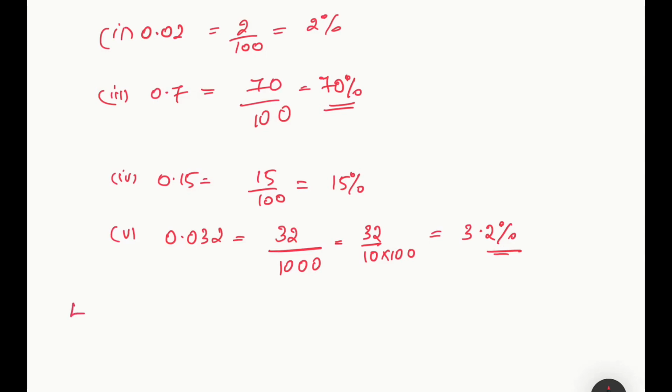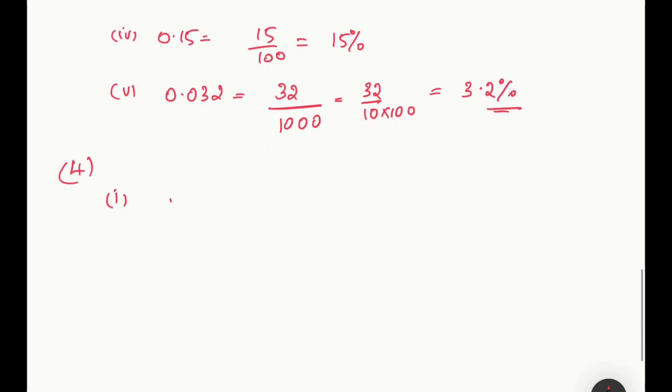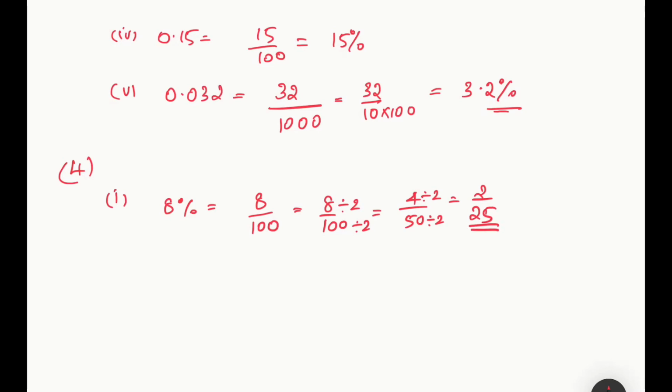Now the fourth main. Convert into fractions in their lowest term. So the first question we have is 8 percentage. Tell me how do we write the percentage when you represent it as a fraction? We can write it as 8 by 100. How can I represent it in lowest form? We already learned it, the fraction, right? 8 by 100 can be written as 8 by 100 divided by 2. Divide by 2 will give you what? 4 by 50. Again divide by 2. Divide by 2 I will get 2 by 25. This is how we represent.